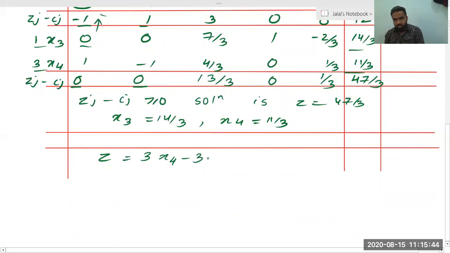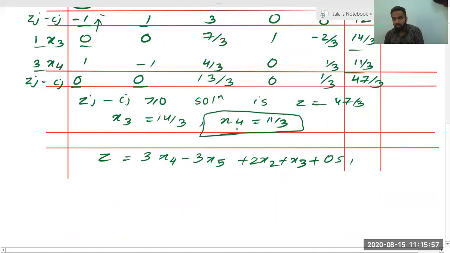3x4 minus 3x5 plus 2x2 plus x3 plus 0s1. This is what I wrote as Z. Now we know x4 is coming out to be 11 by 3. So if x2 is there, x4 is there. So what will be x5? x5 will automatically be 0. Now one more thing that you can see from here is x3. x3 is not there in the solution, so x3 will also be equal to 0.